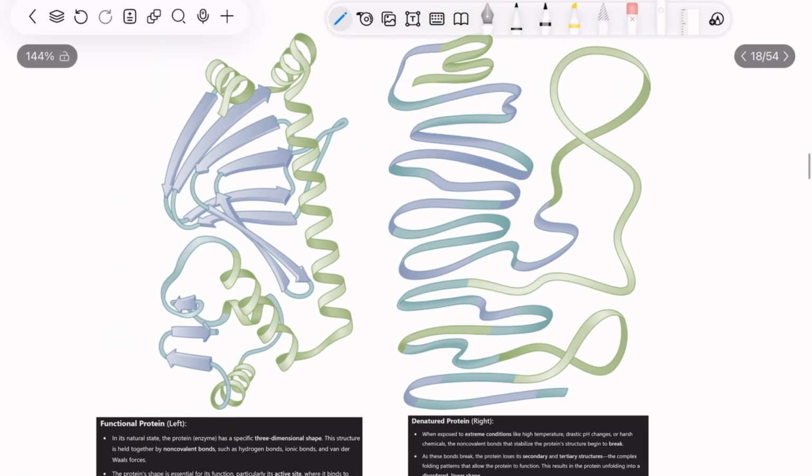Now, the image on the right shows a denatured protein. When exposed to extreme conditions like high temperature, drastic pH changes, or harsh chemicals, the non-covalent bonds that stabilize the protein structure begin to break. As these bonds break, the protein loses its secondary and tertiary structures, which are the complex folding patterns that allow the protein to function. This results in the protein unfolding into a disordered linear shape. Once denatured, the protein is no longer in its proper shape, and the active site is lost, meaning that the enzyme can no longer bind to substrate to catalyze reactions. The enzyme is now non-functional.